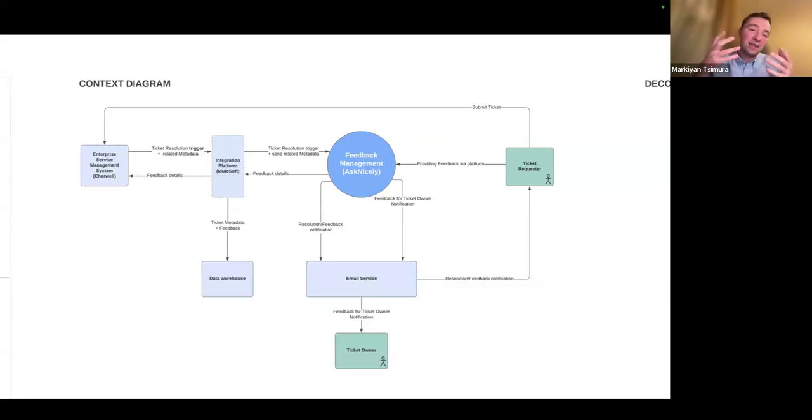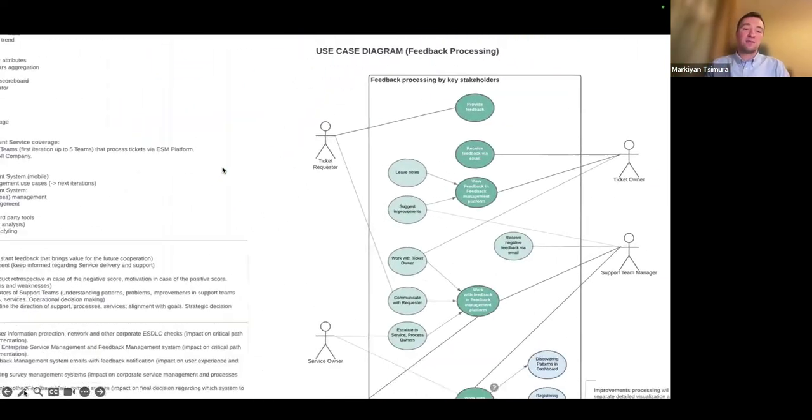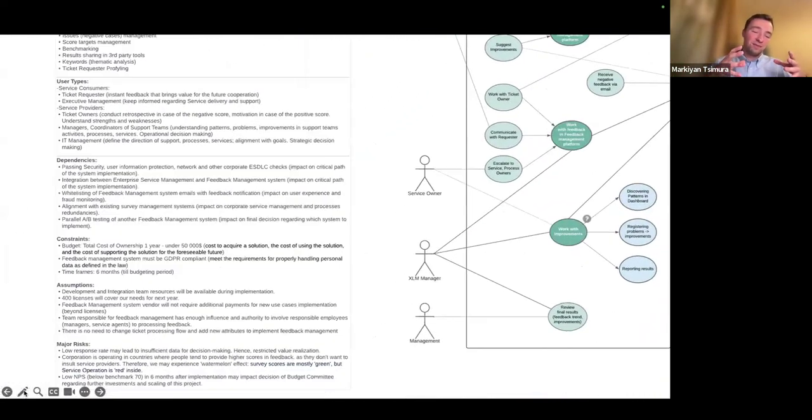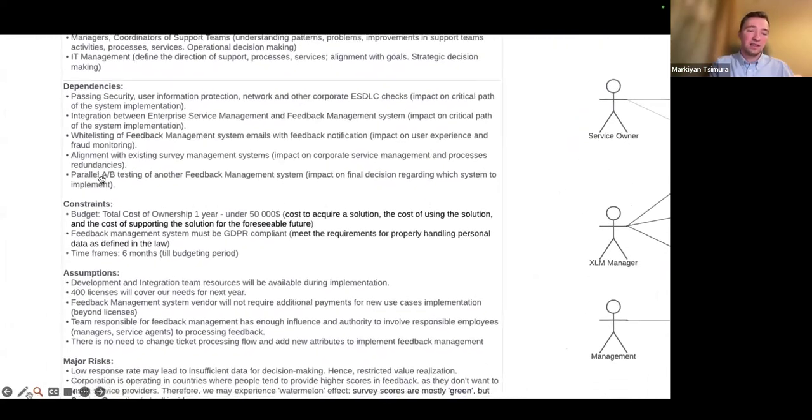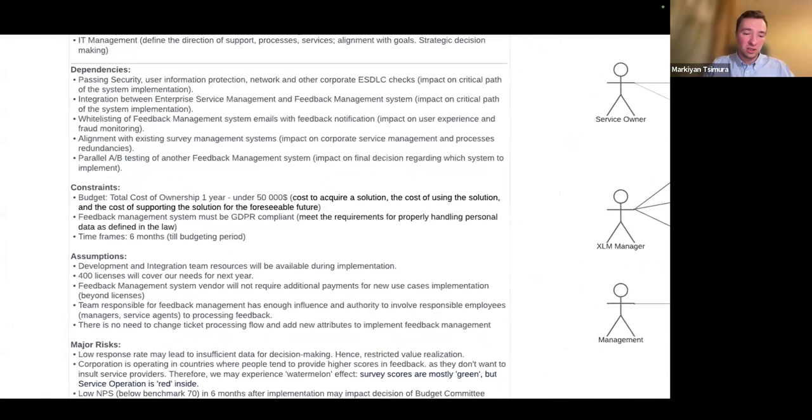That was the most important thing to cover for them because, of course, they cared about the use cases or the process flow, but for the dev team, it was really important to understand this context diagram. And of course, all those things were shaped by dependencies, constraints, assumptions, like the assumption that 400 licenses will cover our needs for next year.